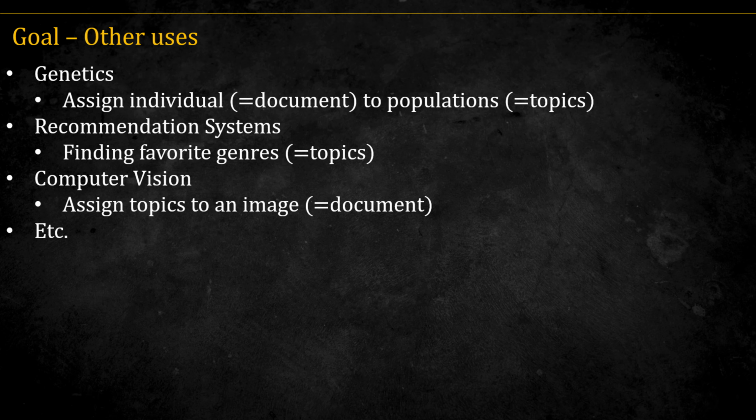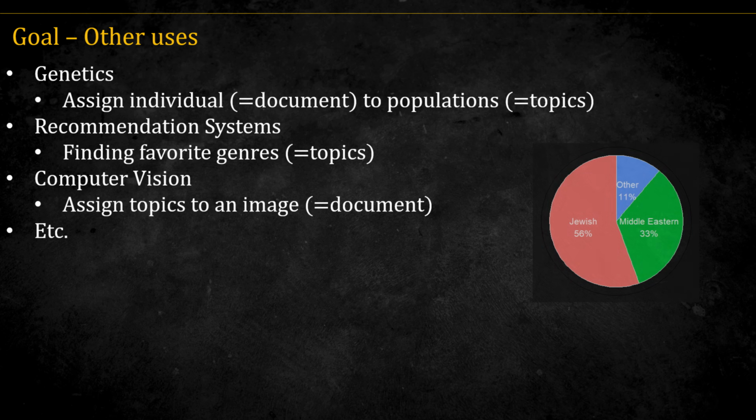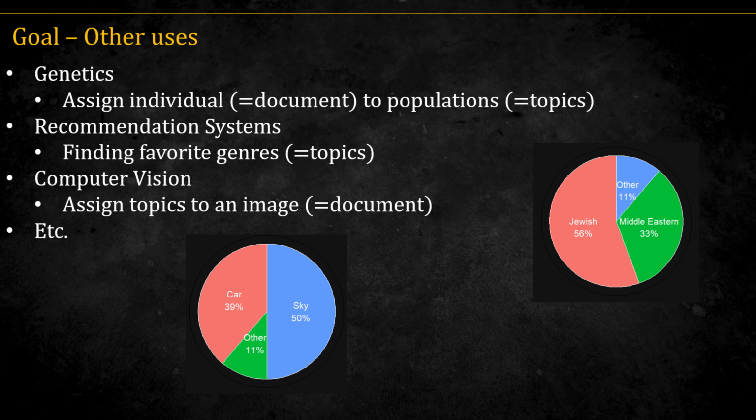There are also other uses for topic modeling. It was originally used in genetics to assign individuals to different populations. It can also be used in recommendation systems to find genres and to get a distribution of favorite genres for each user. It can be used in computer vision to find some topics in images or scenes, and it can be used in many other fields as well.